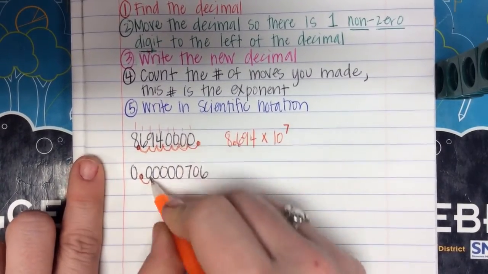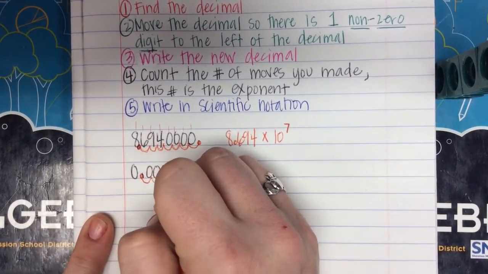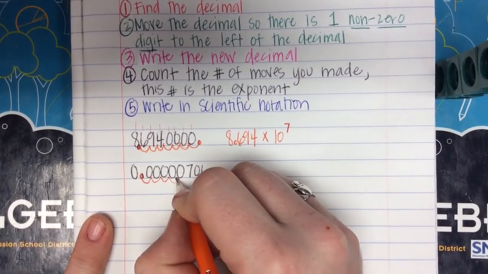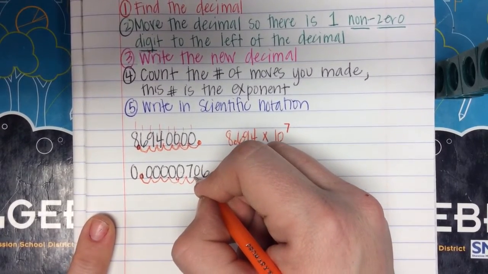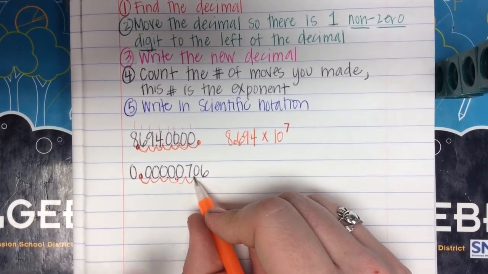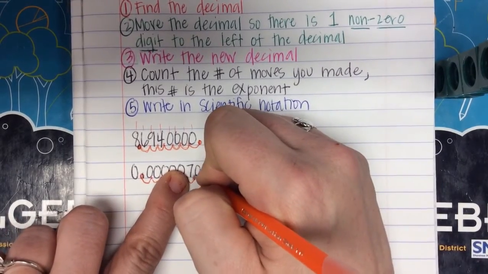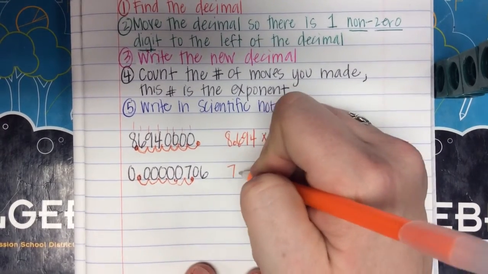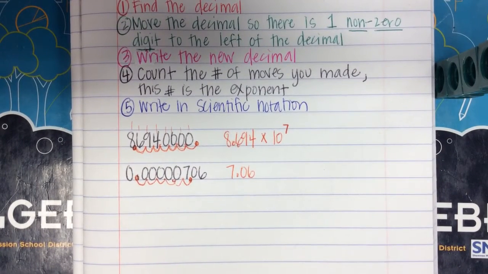I go this way. Should I stop? Nope, because those are both 0. I want non-zero. How about now? Here? How about here? How about here? How about here? Yes. 1 non-zero digit to the left. 7 is to the left. 7.06. Nope.